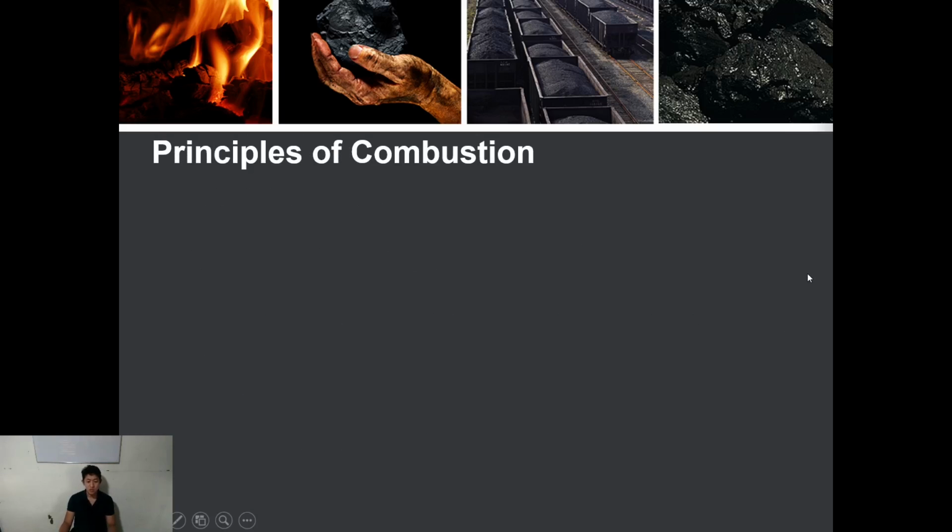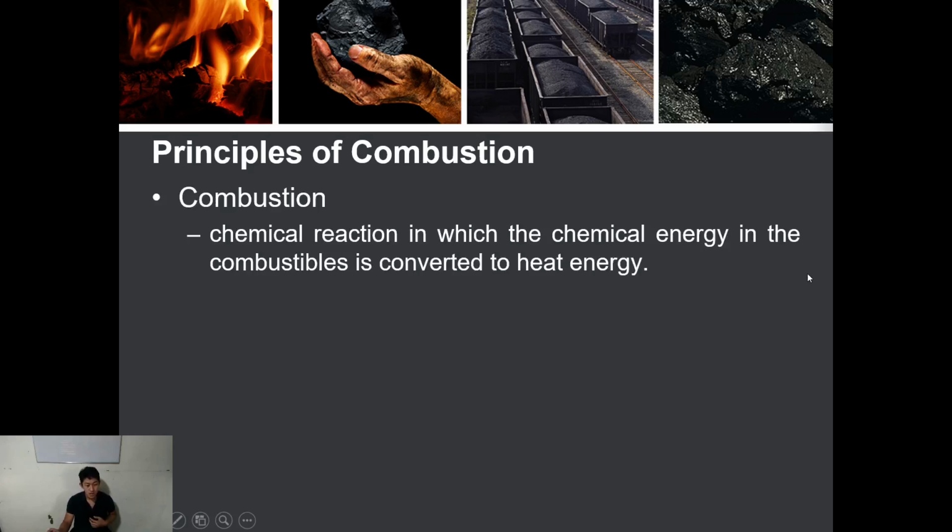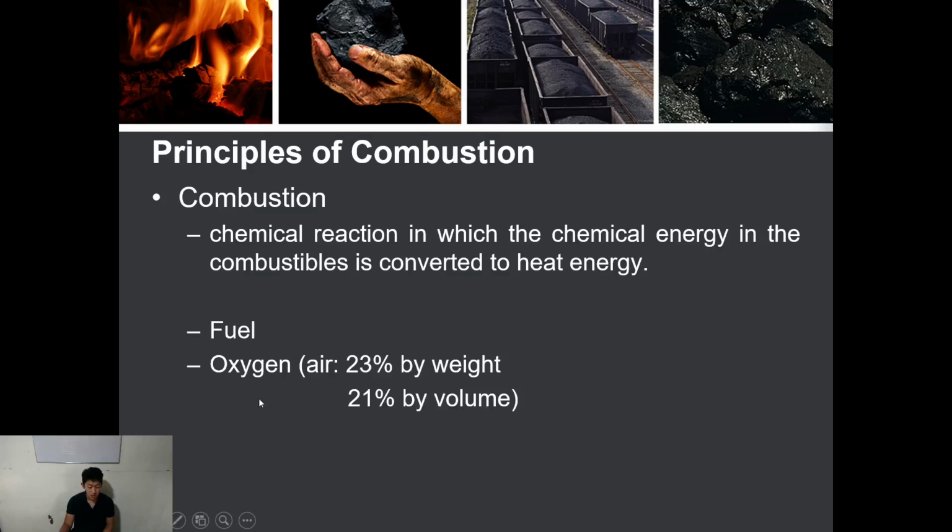Let's proceed with the combustion calculations. Combustion is a chemical reaction in which chemical energy in the combustible is converted to heat energy. So the chemical energy in your fuel is released by combustion and it produces heat. There are three main ingredients in order for combustion to occur. First, you need fuel, oxygen, usually air is used, which has 23% by weight oxygen and 21% by volume, and a source of heat.